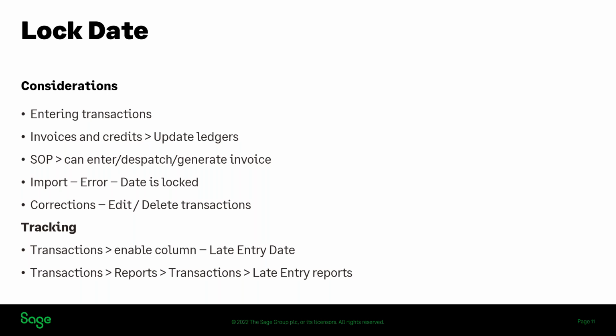So the only transactions that will have that late entry date recorded are the ones where you got the warning, do you wish to post it, yes or no, and you've clicked yes. That will enter the transaction and record the lock date against that transaction. Normal transactions that weren't entered prior to that lock date will not have that date recorded against them.